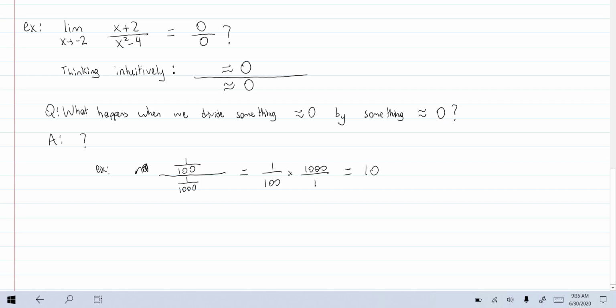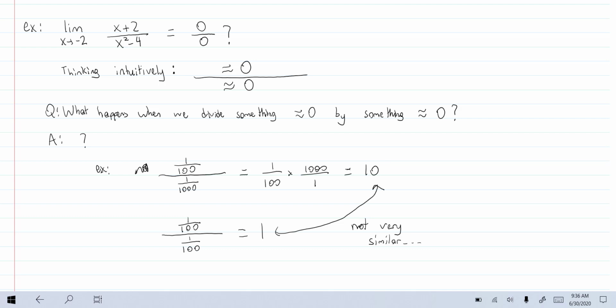All right, but on the other hand, I could maybe just have something like 1 over 100, something close to 0. Maybe if I divide by something close to 0, like 1 over 100 again, I'm just going to get 1. And so you see, 1 and 10, these are not very similar to each other. So if you just have something close to 0 and you divide it by something close to 0, you can't really say what the result is going to be.